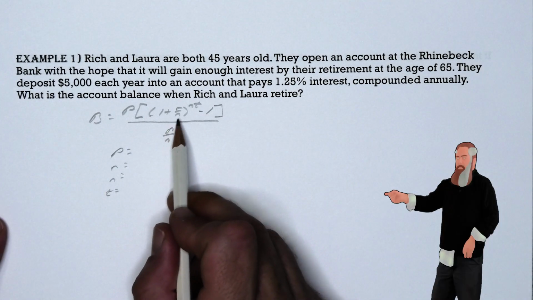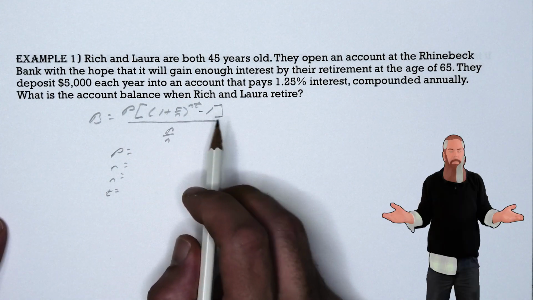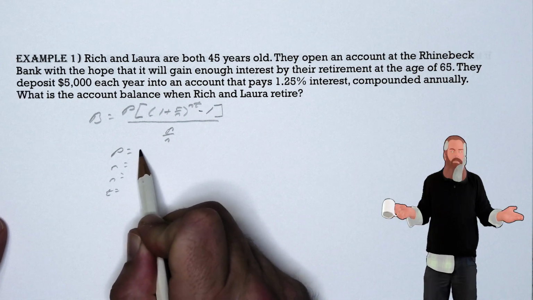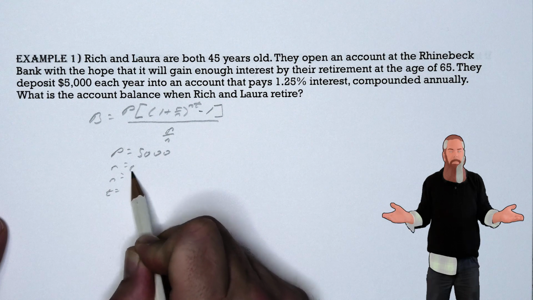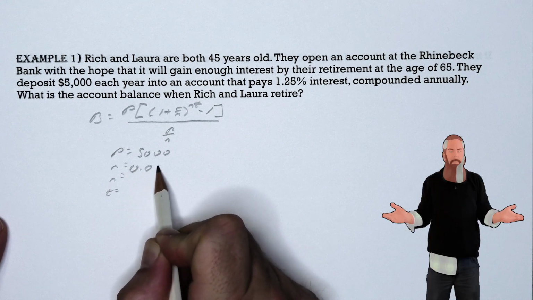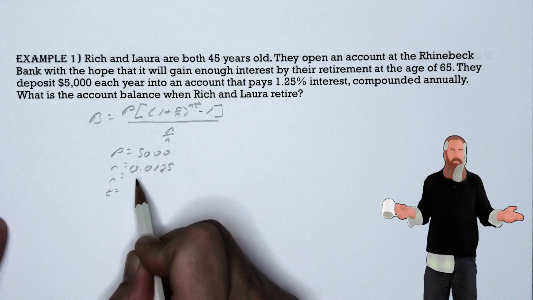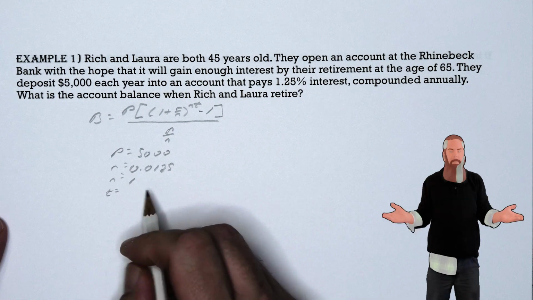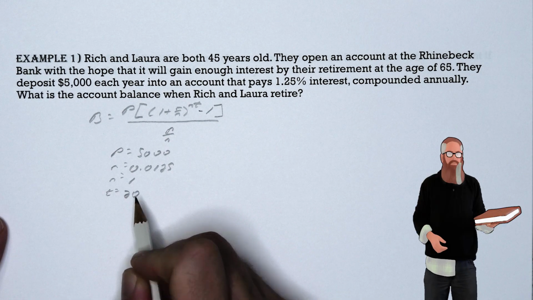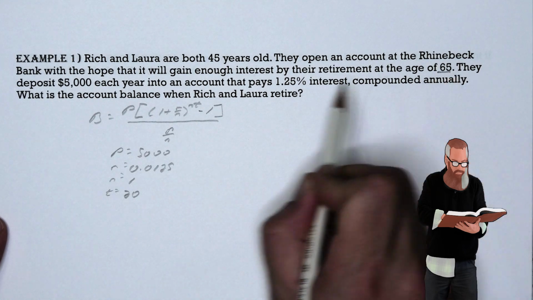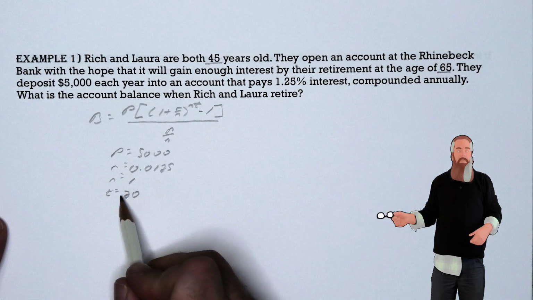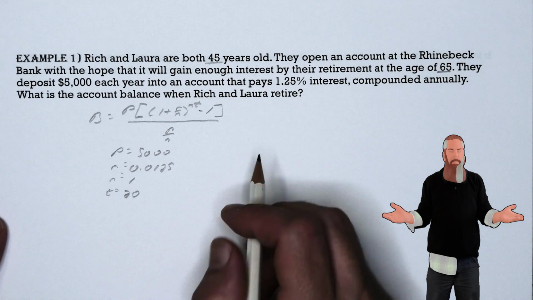So the first thing is we have to remember what our whole formula is, and then we need to identify those variables where the amount being deposited periodically is $5,000. The interest rate is 0.0125. The number of times per year will be 1, and this will happen for 20 years. Why 20 years, you say? Because they want to retire at 65, and they are currently 45, giving 20 years to accomplish this.